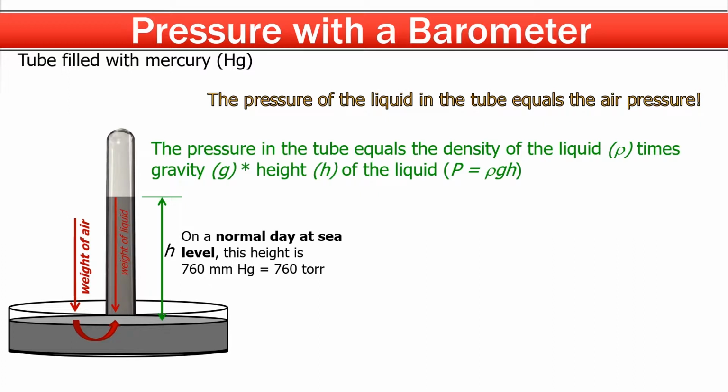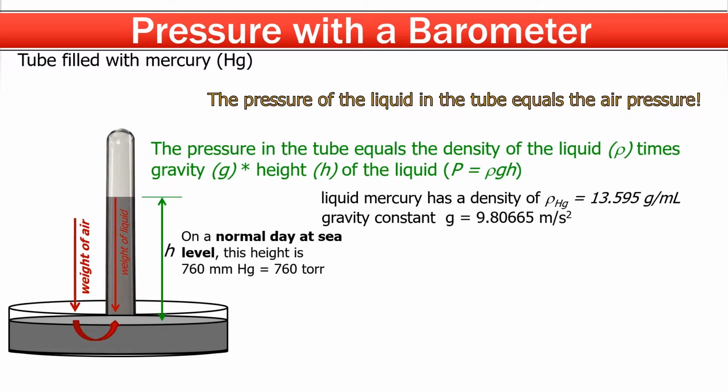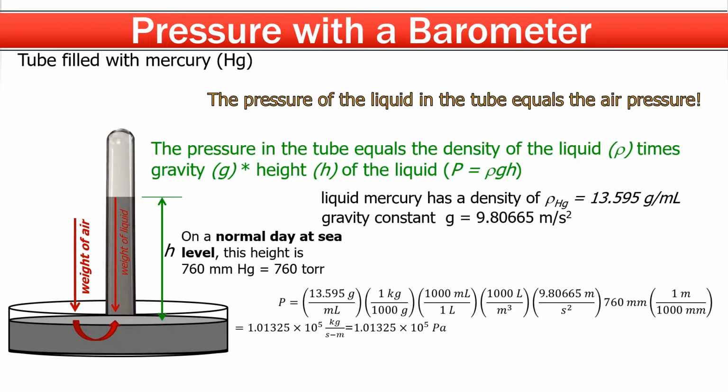Looking at our density table from the earlier lecture, we find that liquid mercury has a density of 13.595 grams per mL, almost 14 times denser than water. Of course, we have already used the gravity constant, g equals 9.80665 meters per second squared. Now we want everything in SI units, so we need to convert the height of the mercury to meters and the density to kilograms per meter cubed. Plugging it all in, we get a value of 1.01325 times 10 to the fifth kilograms per meter second squared, or pascals. This amount of pressure can be expressed in other units too.